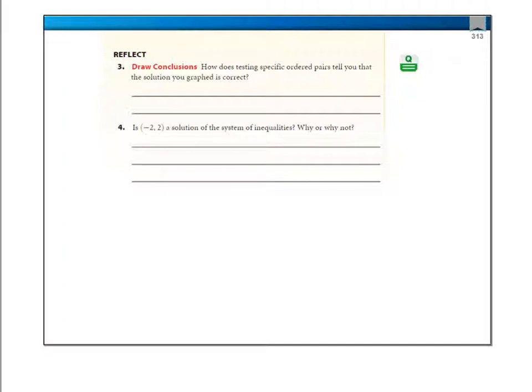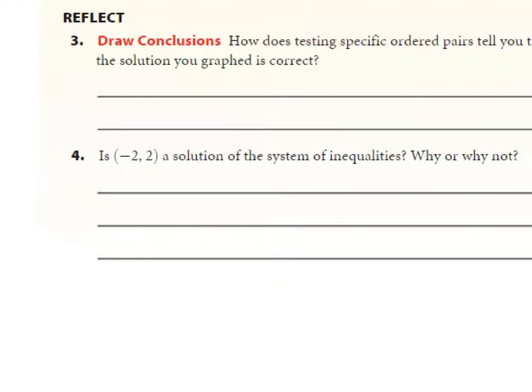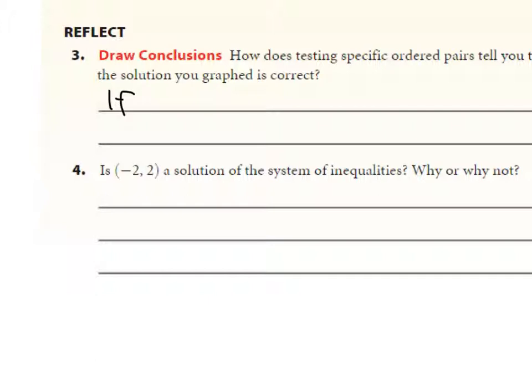Number 3 and 4: how does testing specific ordered pairs tell you that the solution you graphed is correct? Go ahead and answer that, and then also go ahead and do number 4, and then unpause this when you're ready to check. So on number 3, testing specific ordered pairs, because they have to be true for both. So if they are true for both, they would be in the overlapping region.